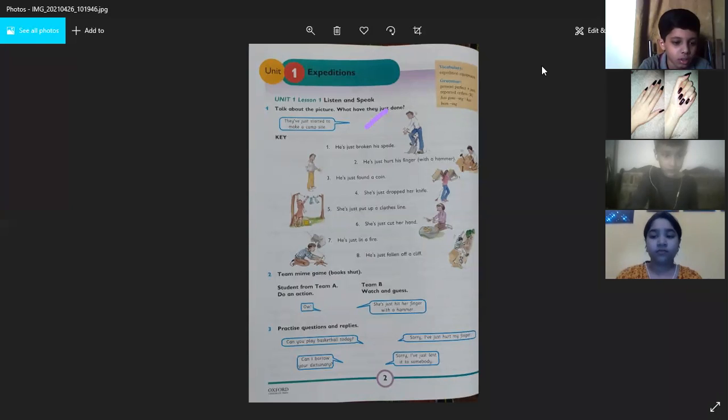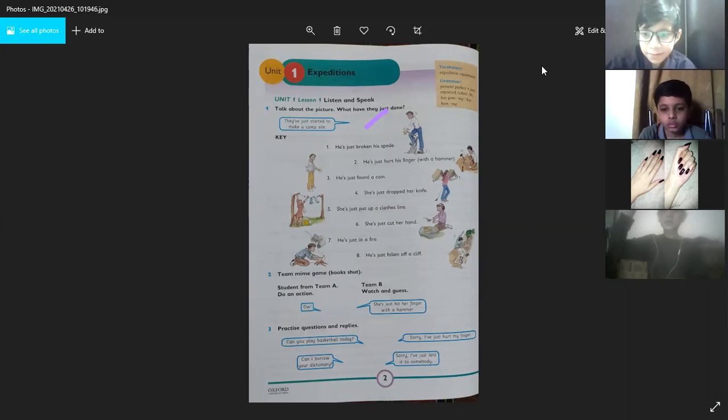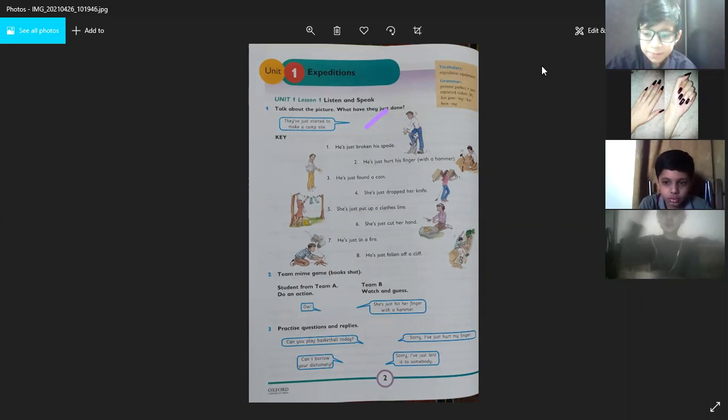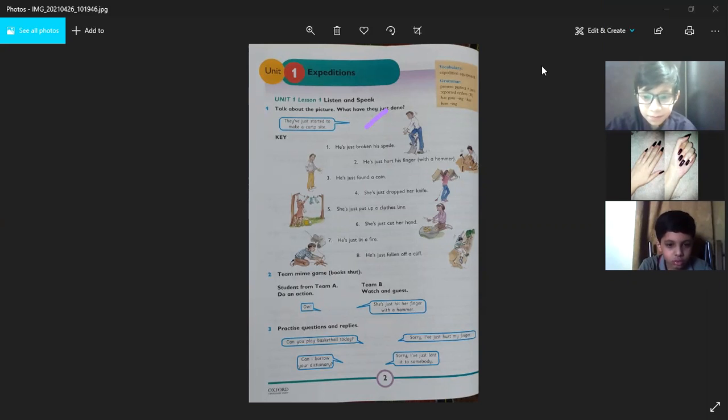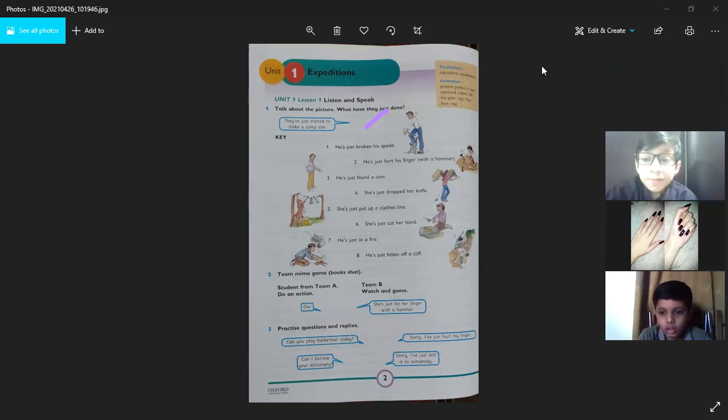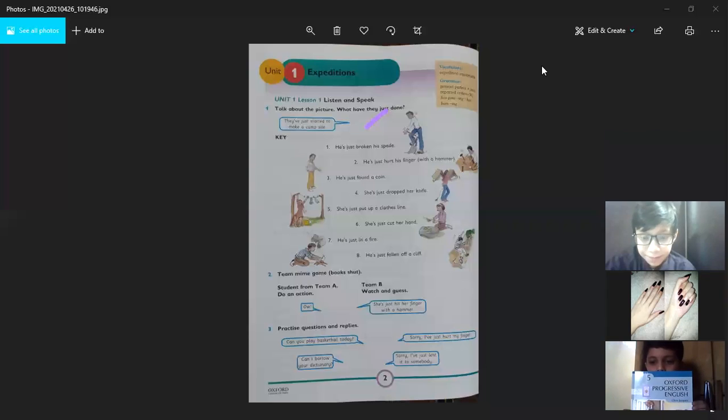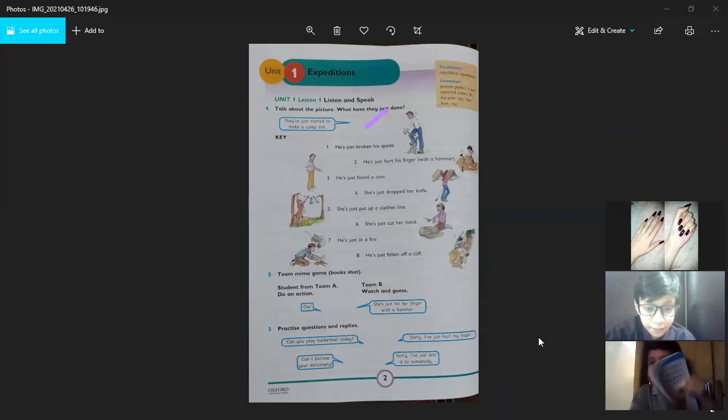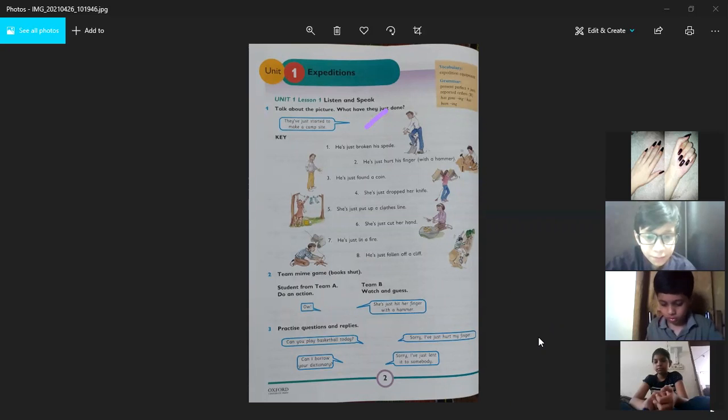Raise your hand if you can hear me. Okay, good. So, can you see the picture of your book? Can you see the chapter number one on the screen? I have shared the screen. Can you see the picture?